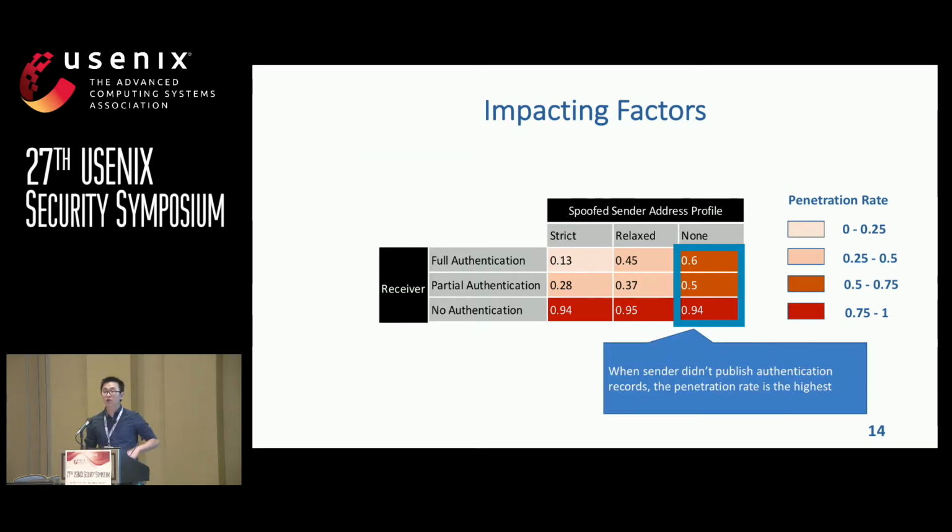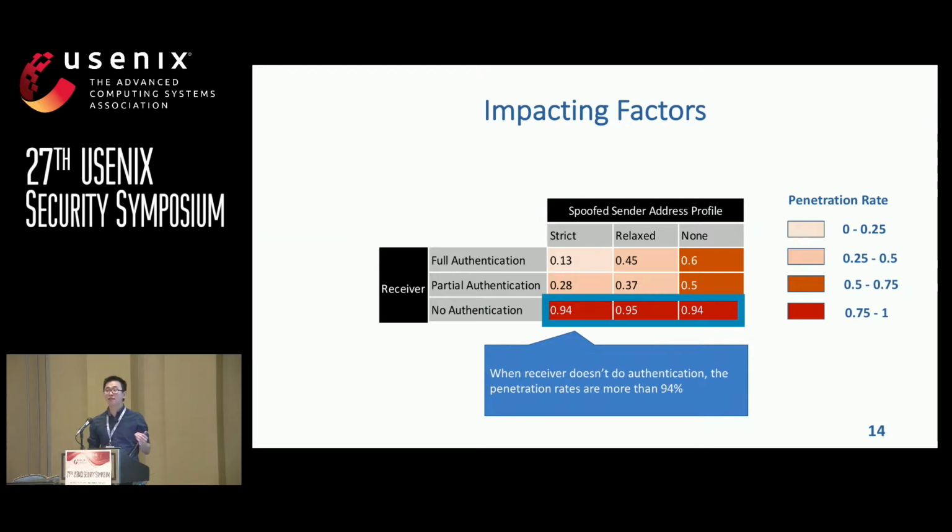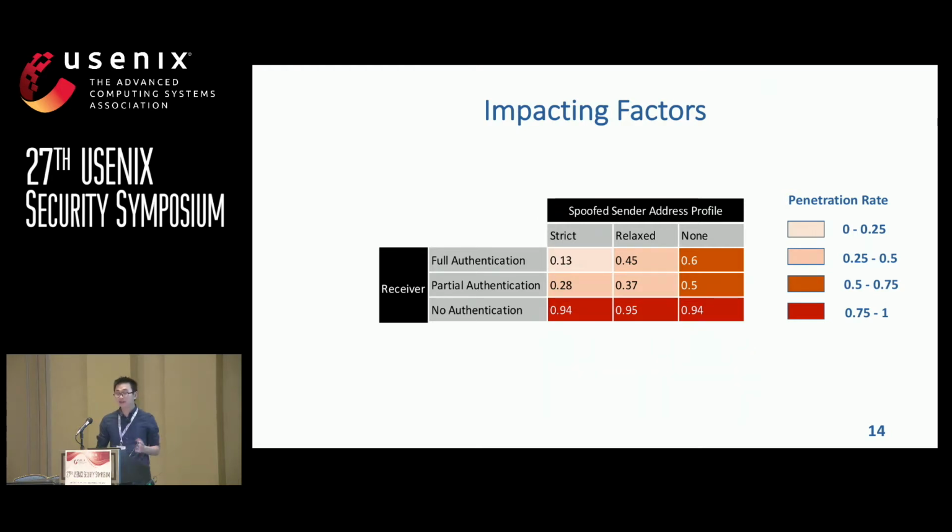Let's then look at when the sender didn't publish any authentication records. The penetration rate is highest compared to the strict and relaxed groups. Then let's look at the low authentication group. When receivers are not doing any authentication, the penetration rate here is much higher than the full authentication and partial authentication groups. So this is the sender policy and receiver authentication.